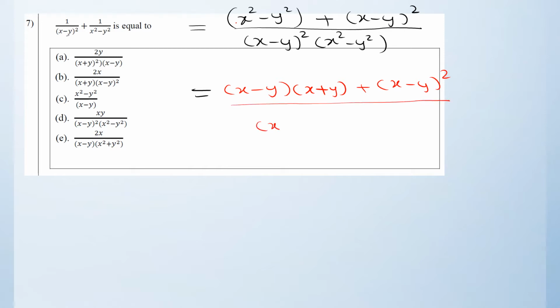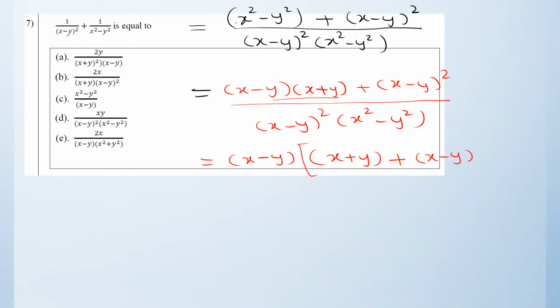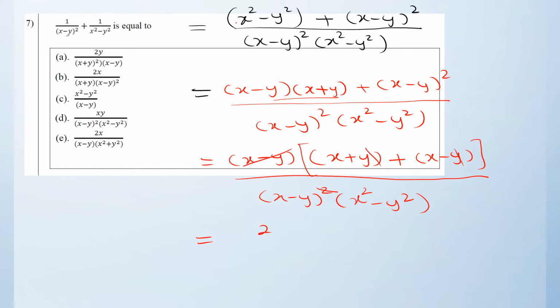Here we have x minus y complete squared, x squared minus y squared. From the numerator we can take x minus y as a factor. So here we have x plus y from the first term, then here we have plus x minus y. In the denominator, x minus y complete squared. Again here we have x squared minus y squared. X minus y cancelled. Then in the numerator we have y cancelled, 2x.